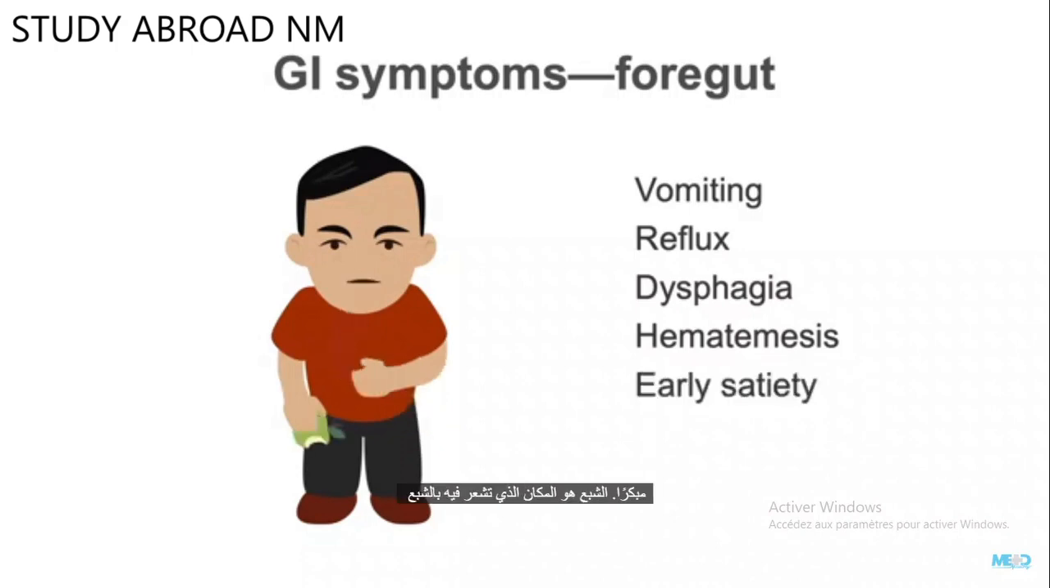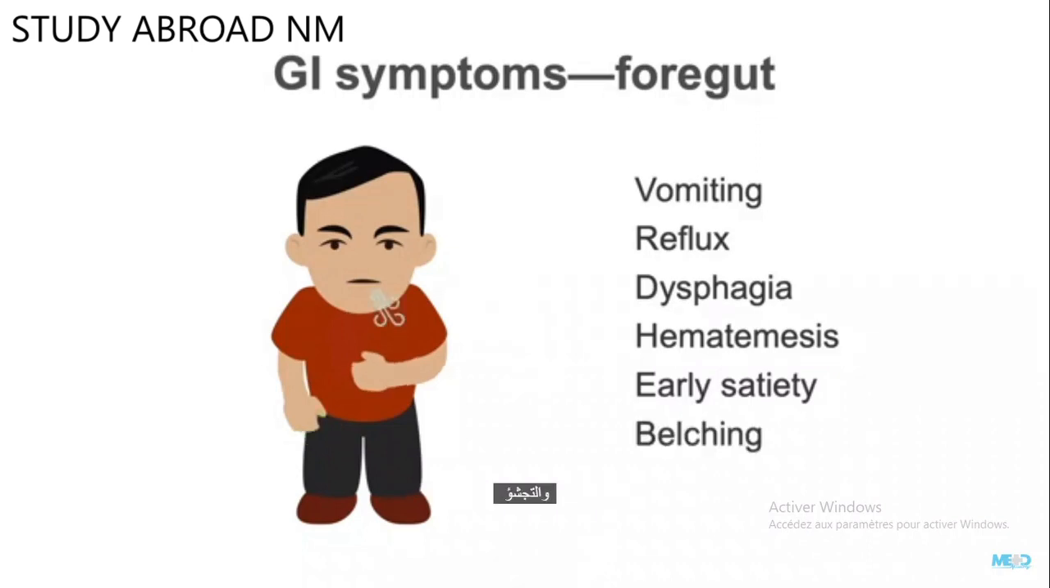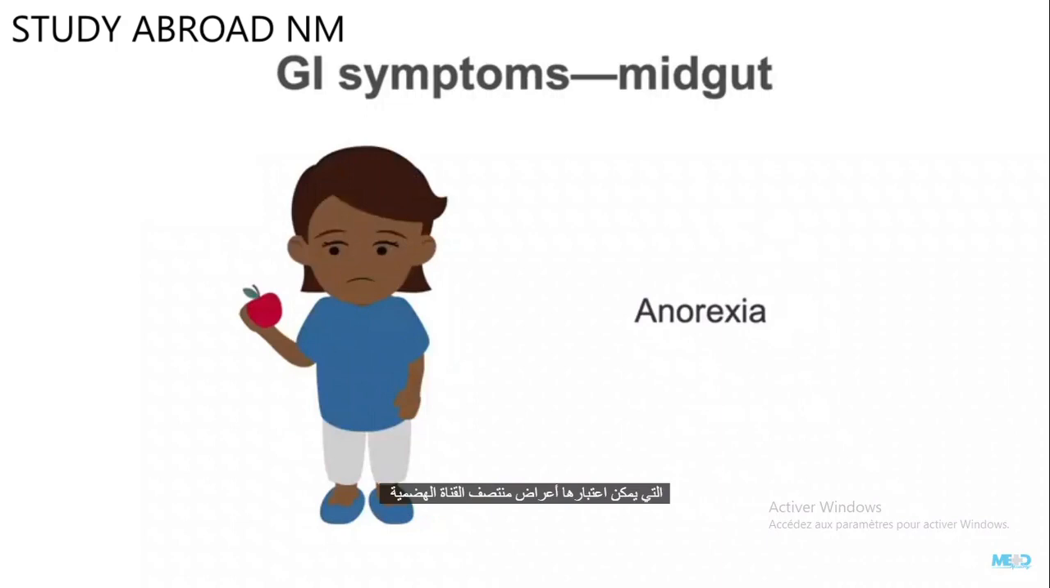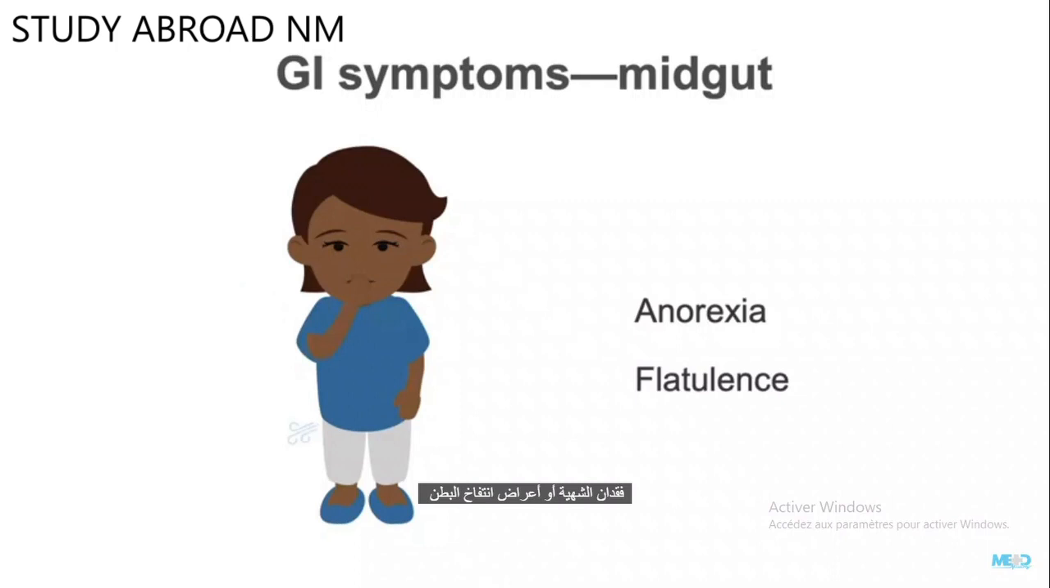Early satiety is where you feel full quickly, even after only a small amount of food. Belching, and singultus, also known as hiccuping. It is a sound made by rapid closure of the glottis due to a reflex spasm of the diaphragm, often a symptom of indigestion. Symptoms that may be considered midgut symptoms include anorexia, loss of appetite, or flatulence.